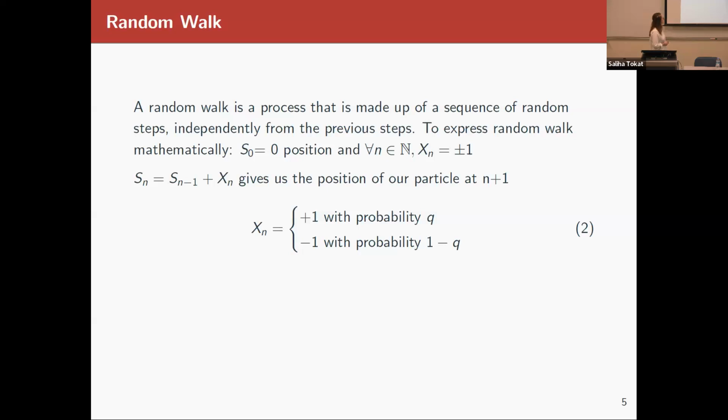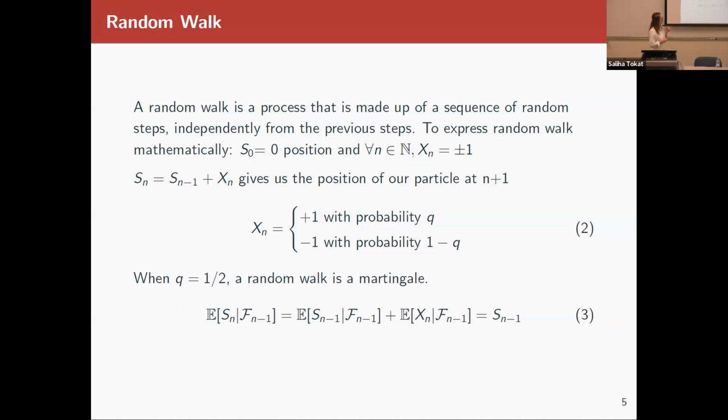I want to give an example. A random walk, most of you know about it. A random walk is a process with a sequence of random steps. On the number line, you start from 0 and then go in the positive direction with probability q, or in the negative direction with probability 1 minus q. If q is equal to 1 over 2, then our random walk is a fair random walk. Then, as you see here, it is a Martingale.